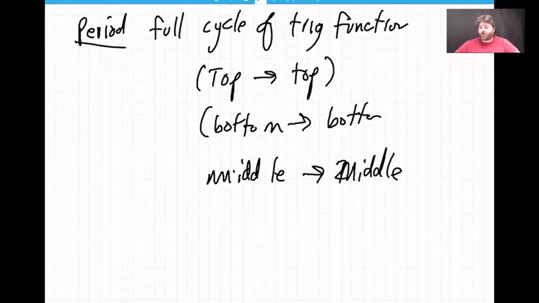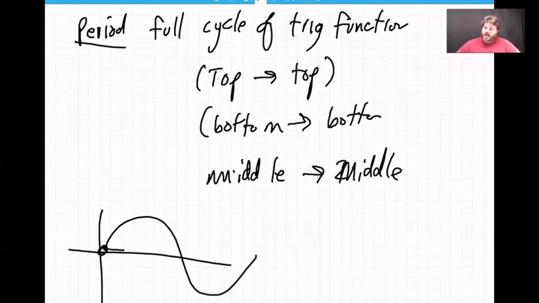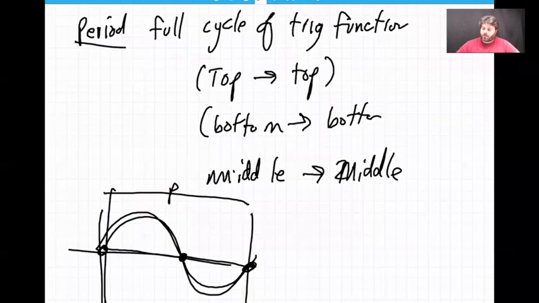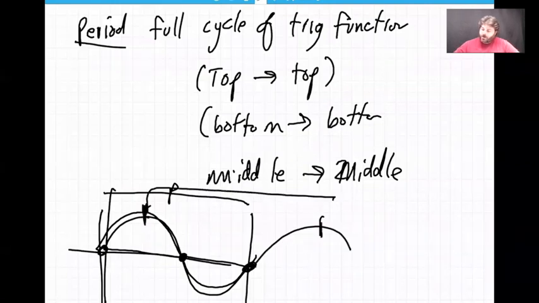And let me talk about that real quick. If you've got a function like this, and we're at the middle, it's not to the next middle, because it hasn't gone through a full cycle. It's the middle to the middle that comes back around. So this distance here is the period. Okay, this is our period, P. It could also be the top to the top. You can measure it from the top to the top. That's also the period. It's the same distance.